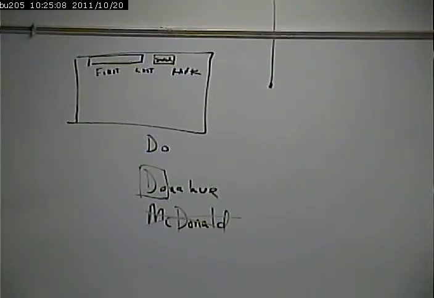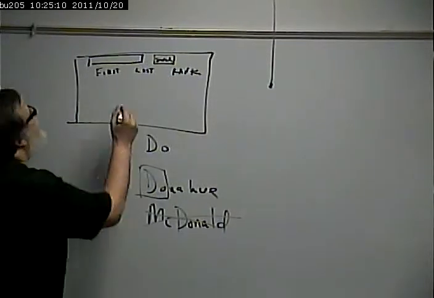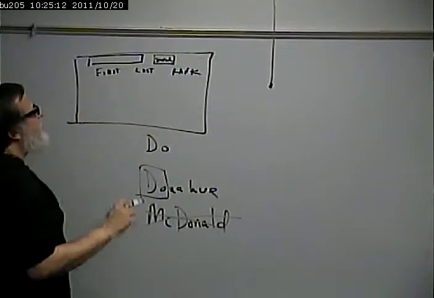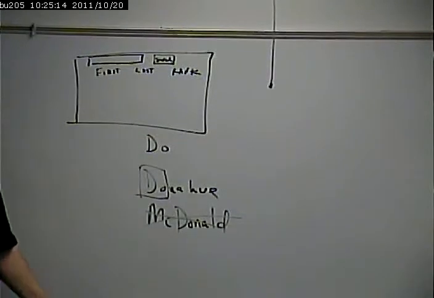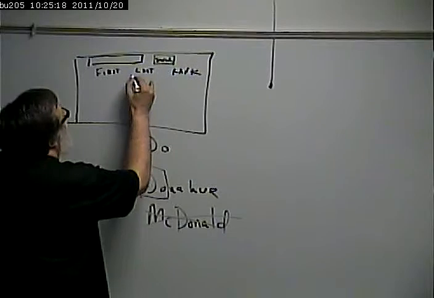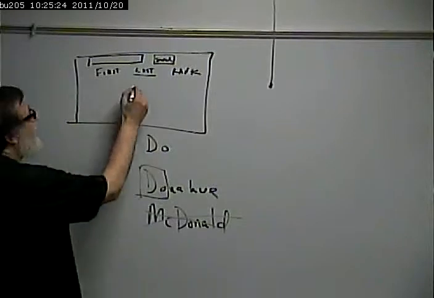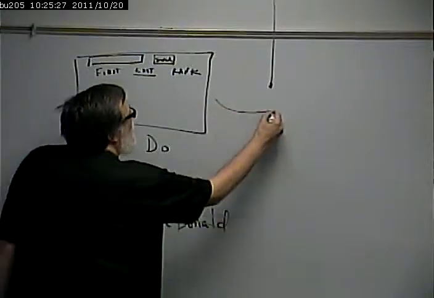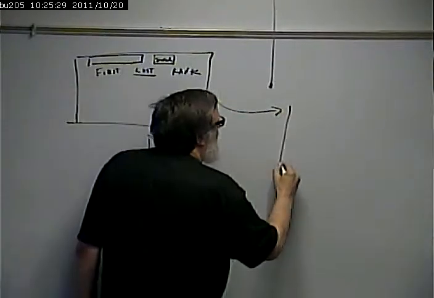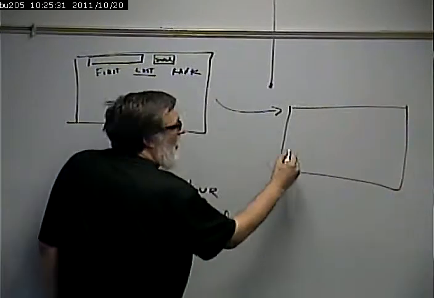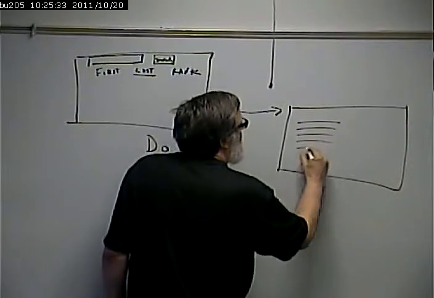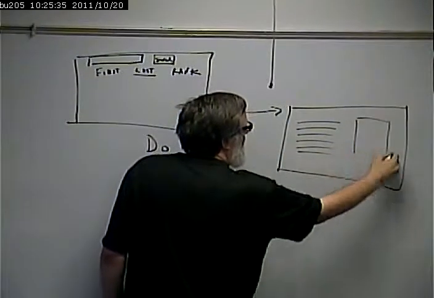Step two, then, is we're going to make something on here a link. Maybe last name, maybe first name, I don't know. We'll make that a link. So their last name will be a link, and when we click on that link, up will come a page that has all the information about that faculty person, including a photo.